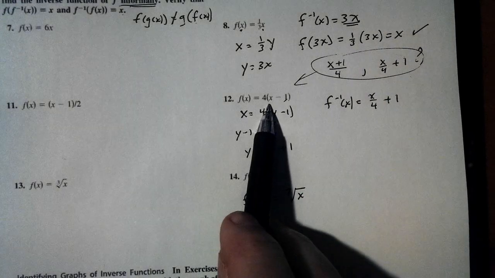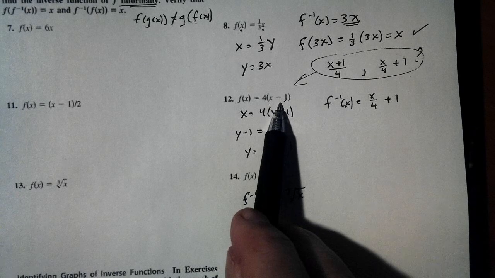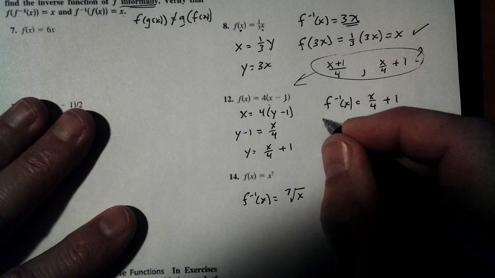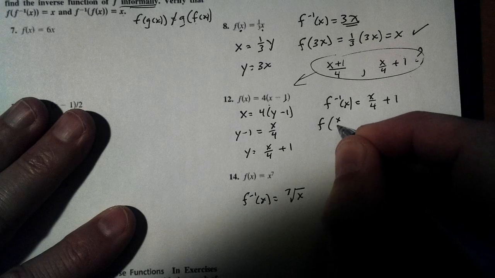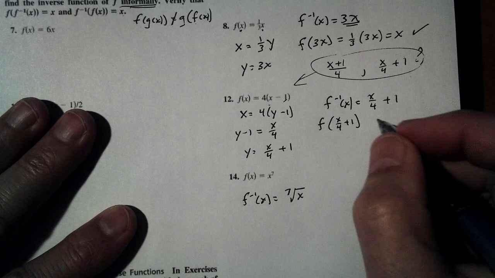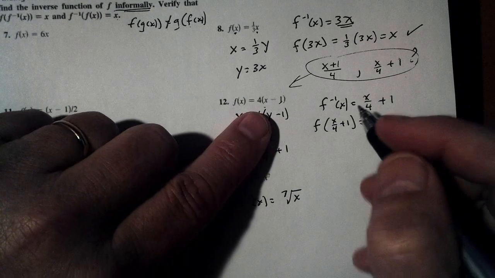But in this one, a little bit dangerous. Imagine if there were 3 or 4 steps. We have to get all of those orders correct. So that's where we would change x's into y's, solve for y. Okay, so I need to show that f of x over 4 plus 1, f of f inverse, let's see where that gets us.